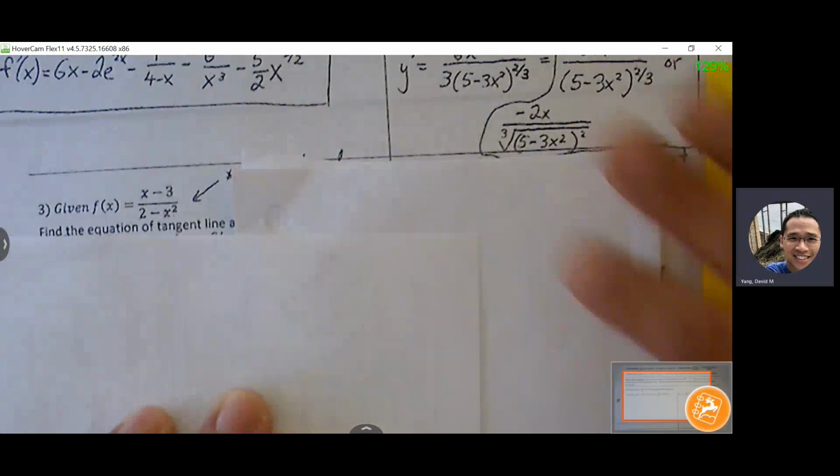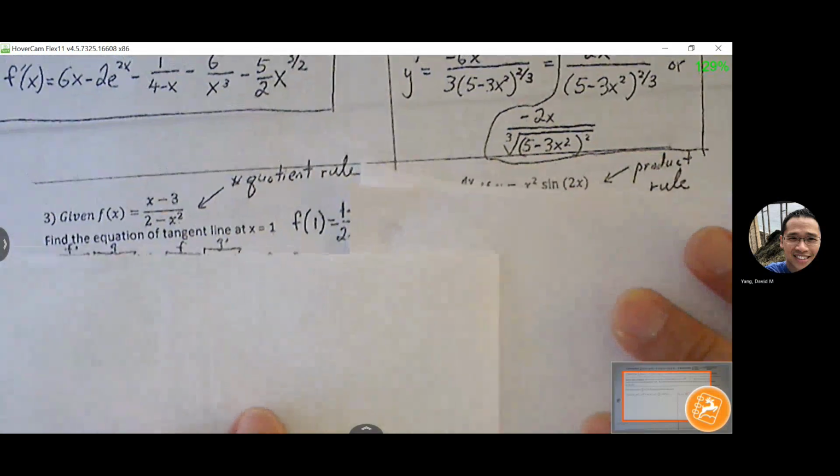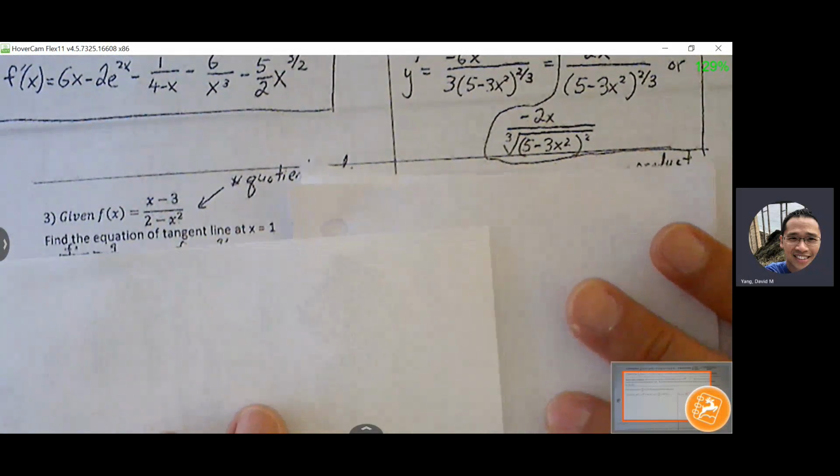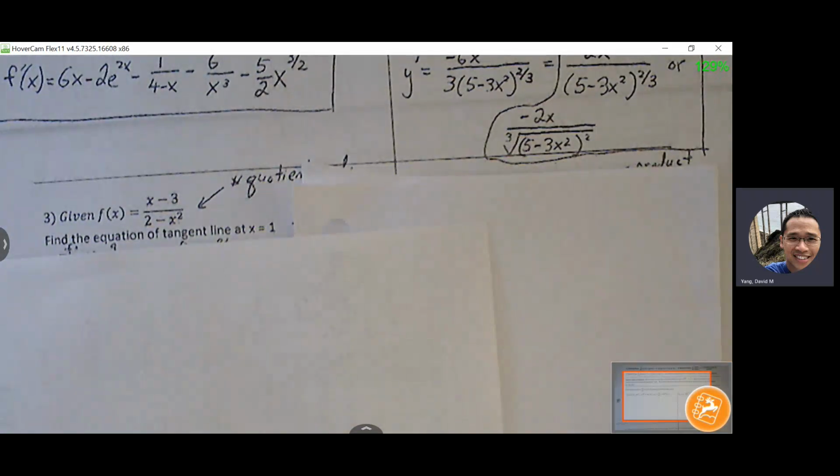Okay, number 3, given the function, find the equation of the tangent line. So hopefully we're comfortable with this process. You got to find the derivative. After you find the derivative, plug in the ordered pair to get that slope. Use the original equation to find the ordered pair, and then put it in slope form.